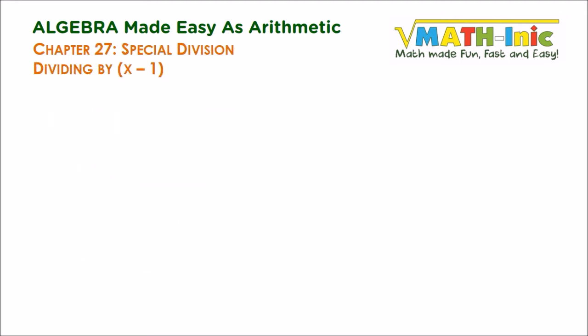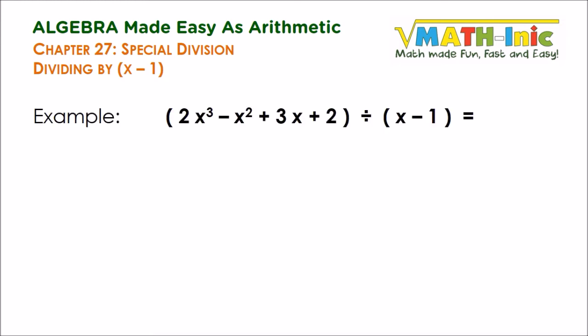In the same manner that we have divided by 9, we can divide by x minus 1. This is discussed in Chapter 27, Special Division, dividing by x minus 1. So our example here is 2x cubed minus x squared plus 3x plus 2 divided by x minus 1.